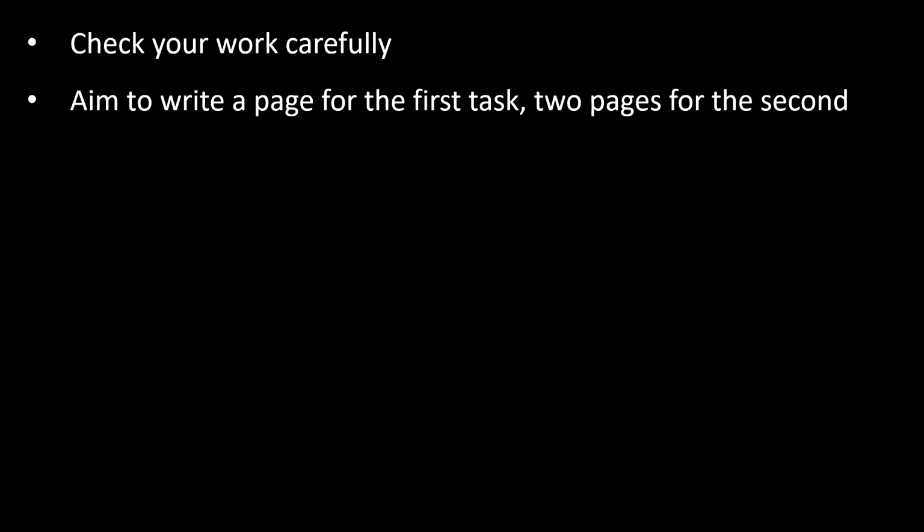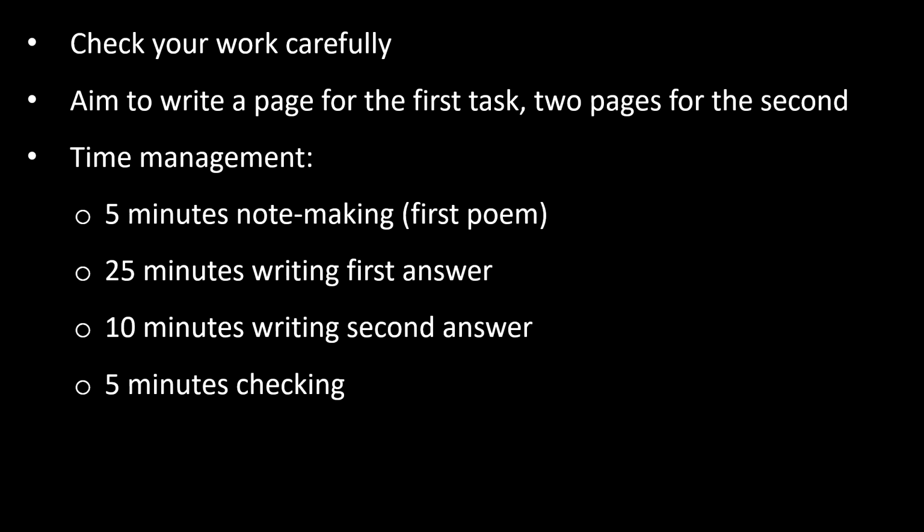Whilst it depends on the size of your handwriting, you are aiming to write a side for the 15-mark question. The comparison task answer should be twice that because you will have twice as long to write it. Divide your time like this. 5 minutes note making for the first question, 15 minutes writing. 10 minutes note making for the second question, 25 minutes writing. 5 minutes checking both answers.